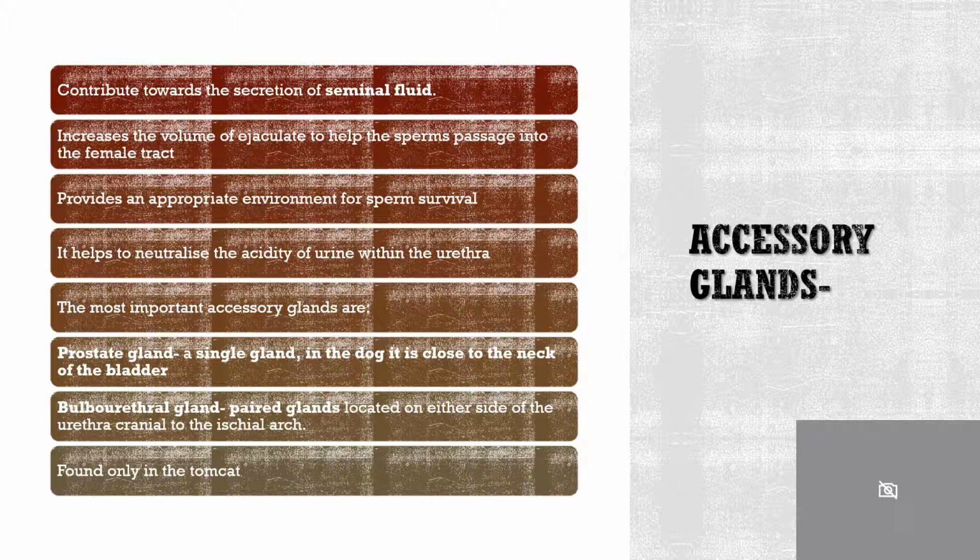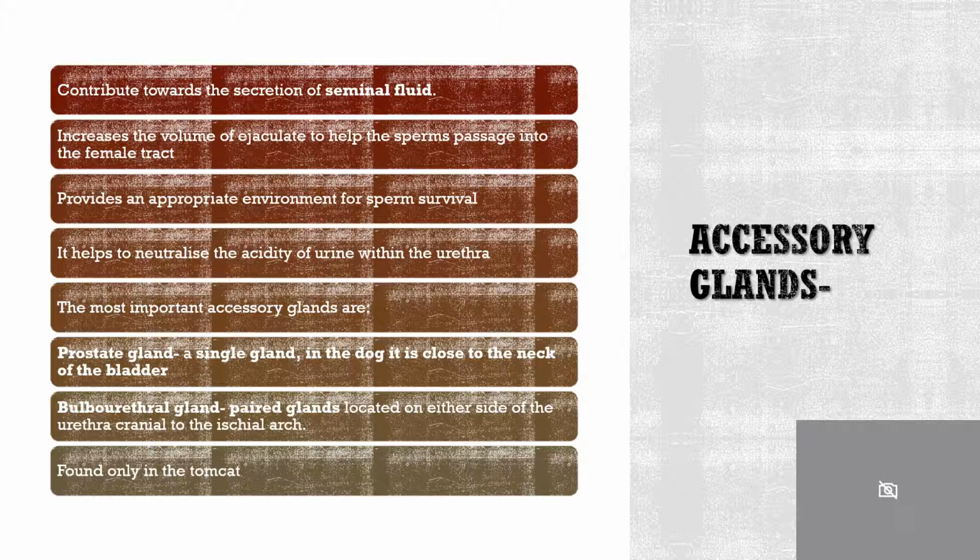Accessory glands. These contribute towards the secretion of seminal fluid. They increase the volume of ejaculate to help the sperm passage into the female tract. They provide an appropriate environment for sperm survival. It helps to neutralise the acidity of urine within the urethra. And the most important accessory gland is the prostate gland, which is a single gland. In the dog, it is close to the neck of the bladder.